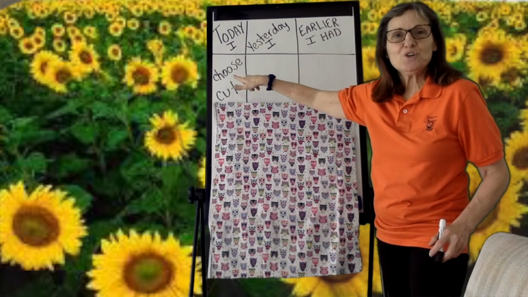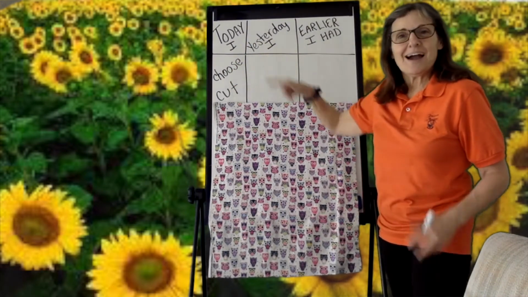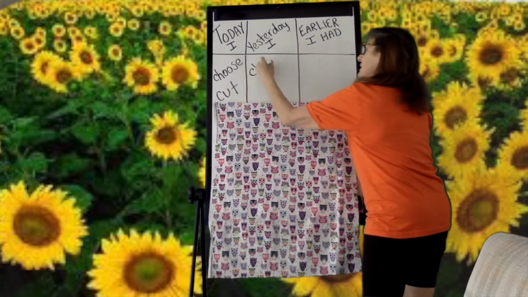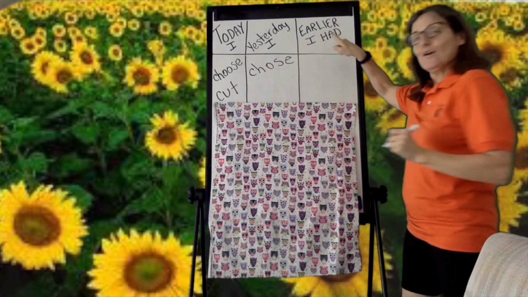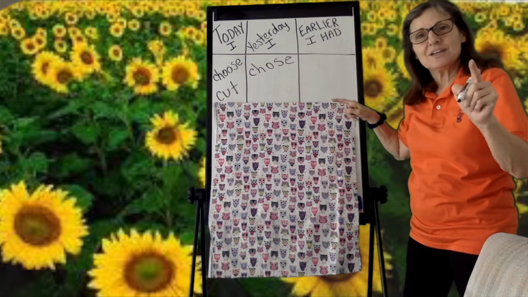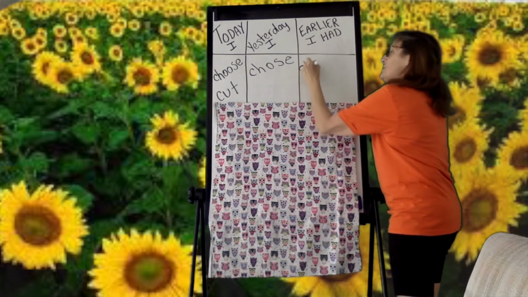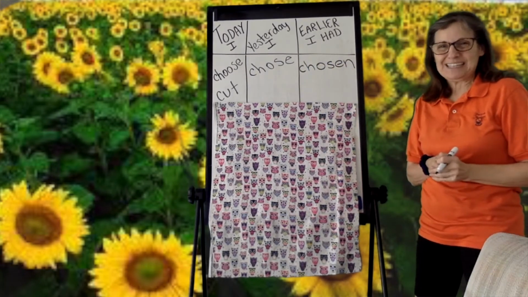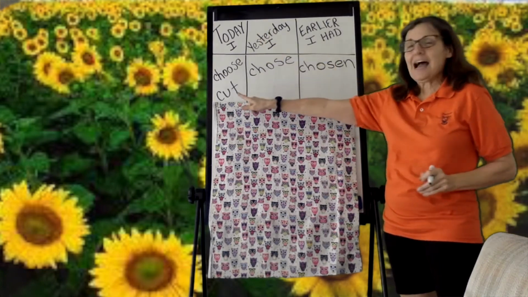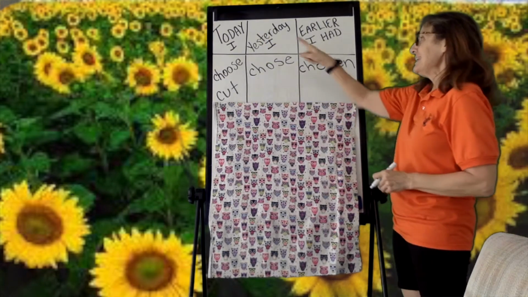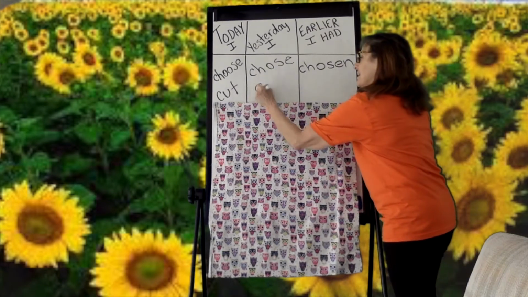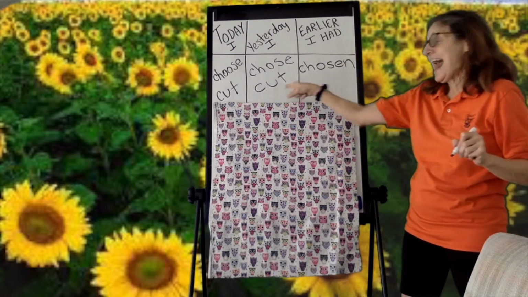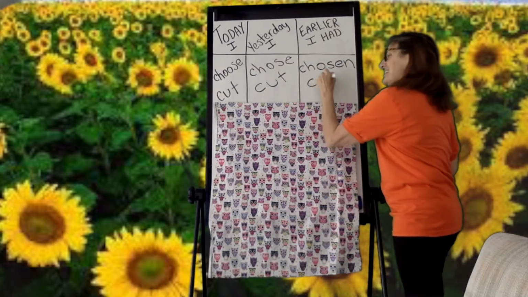Today I choose. Yesterday I chose. Watch the spelling. Earlier I had chosen. I hope you're writing these down. Help yourself, please. Today I cut. Yesterday I cut. Earlier I had cut.